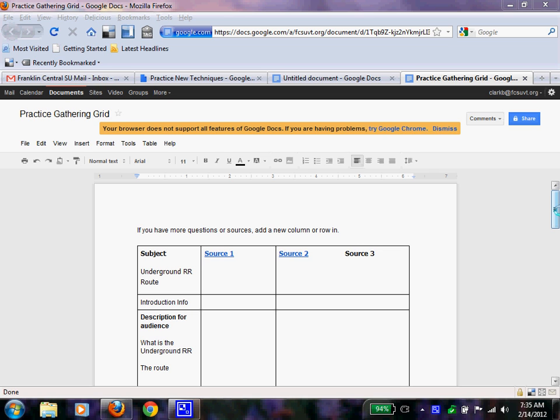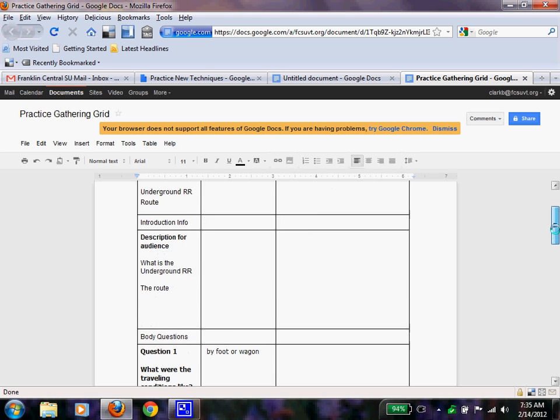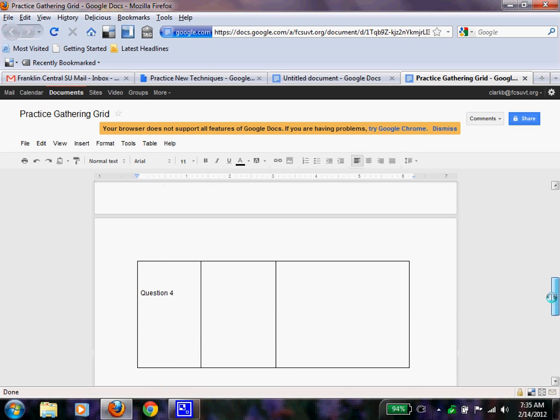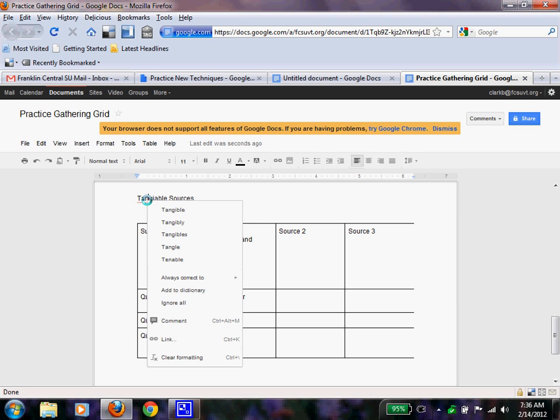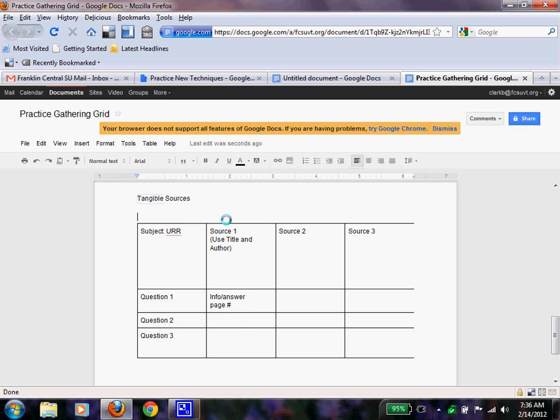So what I want you to have open is your gathering grid. In your gathering grid, I want you to make a second table. It's a 4x4 table, please. This is just going to be for your book resources, or better yet, tangible sources. Spell check. Tangible sources.